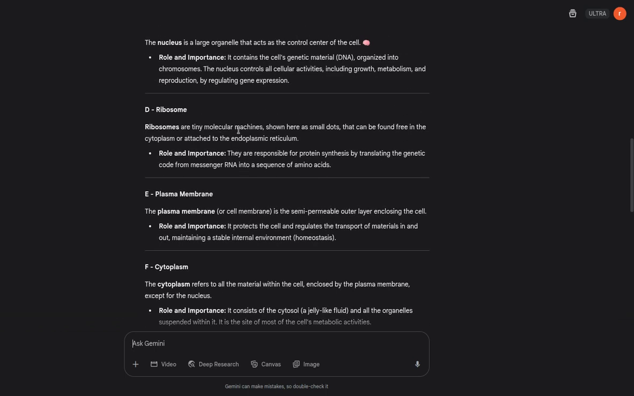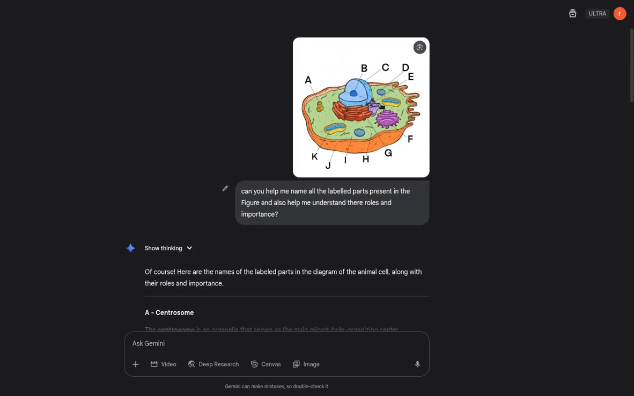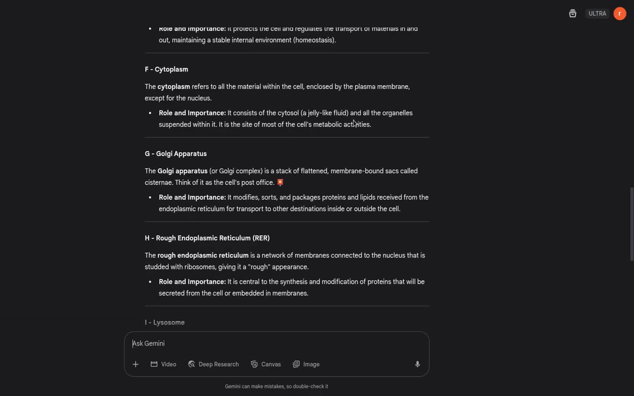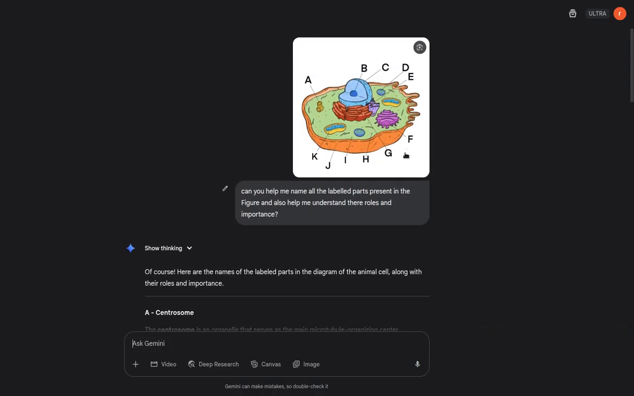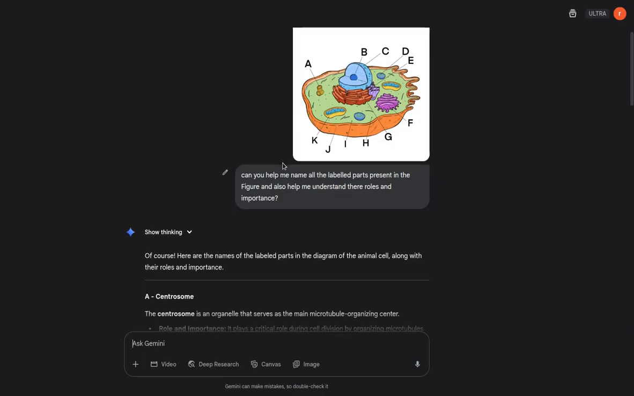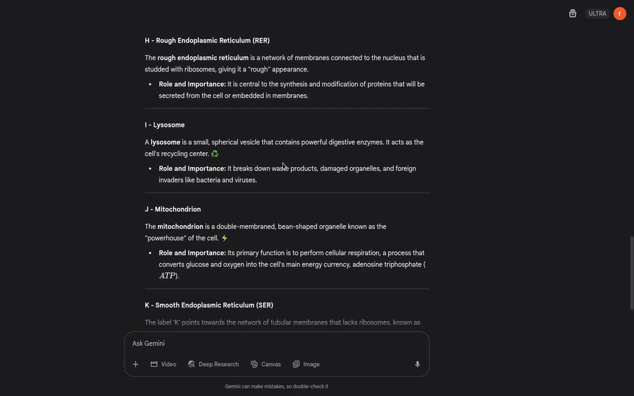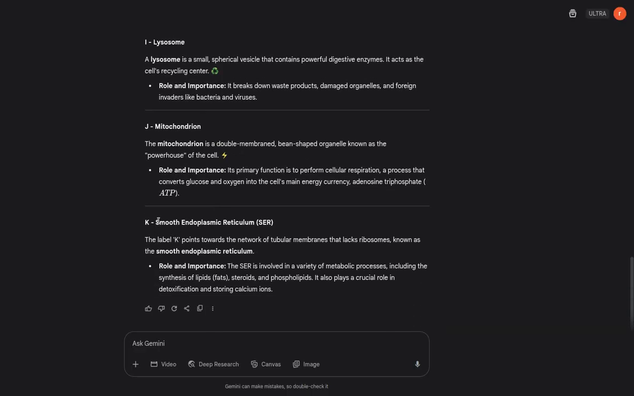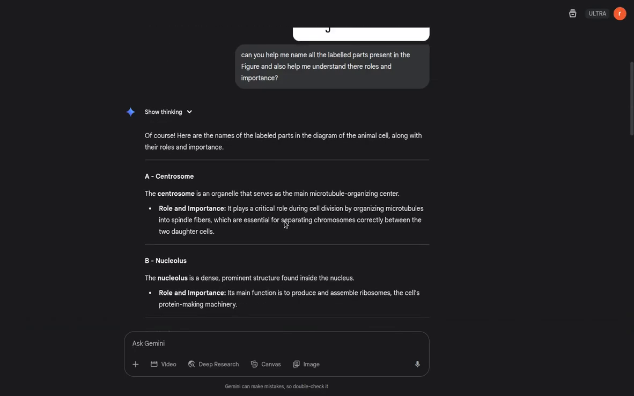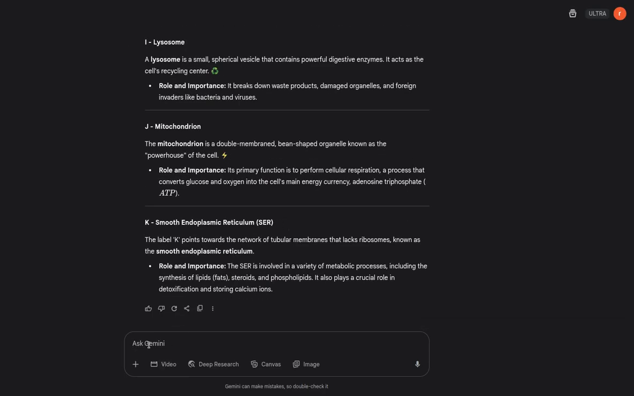The ribosomes are tiny molecular machines shown here as small dots, which can be found in the cytoplasm. Endoplasmic reticulum. Okay. E is plasma membrane. No, I think E is smooth endoplasmic reticulum. So H is the rough endoplasmic reticulum. No, G is the rough endoplasmic reticulum, and F is the Golgi apparatus as far as I remember. And K is smooth endoplasmic reticulum. No, I think K is... This is definitely wrong.